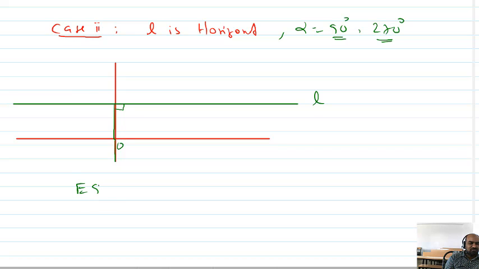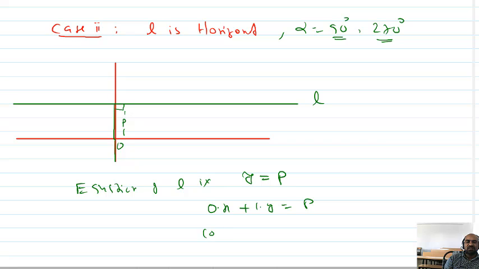Equation of L is y equal to k only, no? y equal to k is a horizontal line. K means here, what is the distance here? P only, no? So y equal to P. Now I want to prove that y equal to P is also in the form x cos alpha plus y sin alpha equal to P. So 0x plus 1y equal to P I can write.